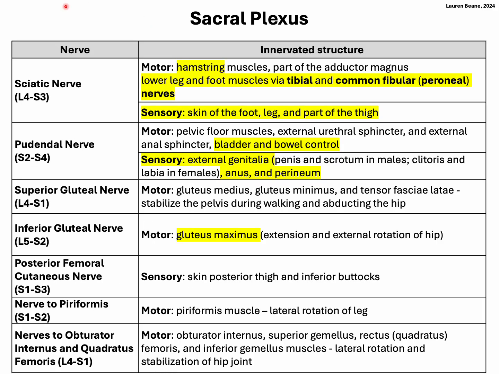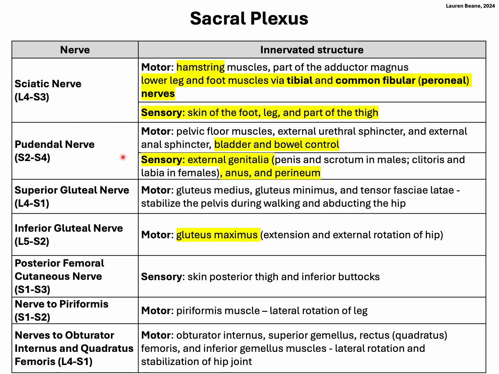So this table summarizes the function of these major branches. For the sciatic nerve, I want you to remember that for motor innervation, it goes to the hamstrings. Also playing a role in sensory functions, so skin of the foot, leg, part of the thigh.